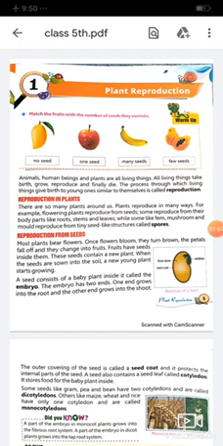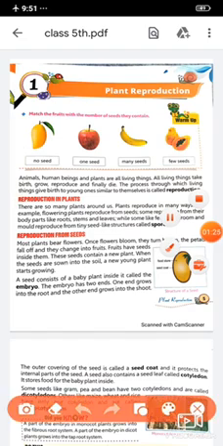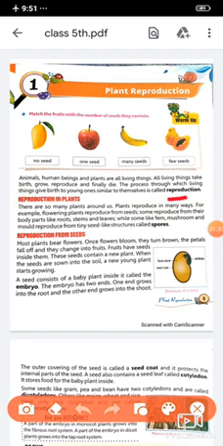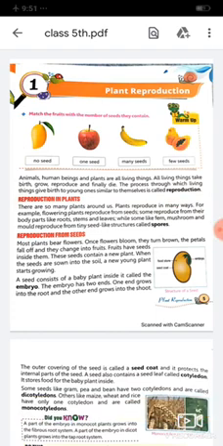So they produce young ones like themselves during their lifetime so that their species may not die out. This process is called reproduction. Okay? Now, children, let's discuss reproduction in plants.